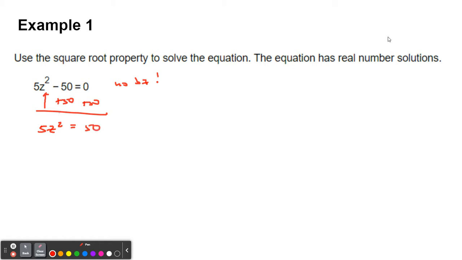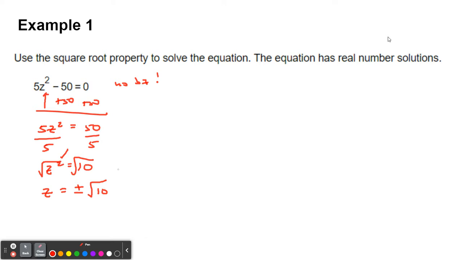And now again, I want to get the z squared by itself. This 5 is multiplying with the z squared, so I will divide by 5. When I divide by 5, z squared is here, and that equals 10. 50 divided by 5 is 10. And now my z squared is isolated, right? So now we need to take the square roots. When I take the square root, my z comes down. Over here, I'm going to put a plus or minus in front of this square root of 10.